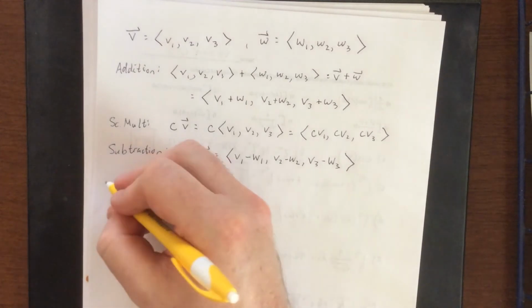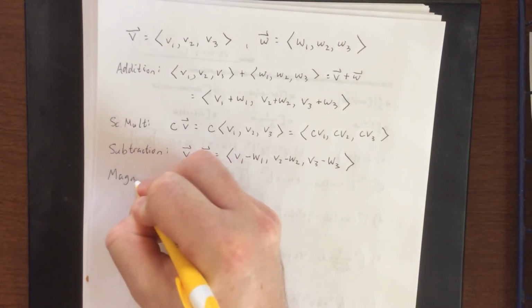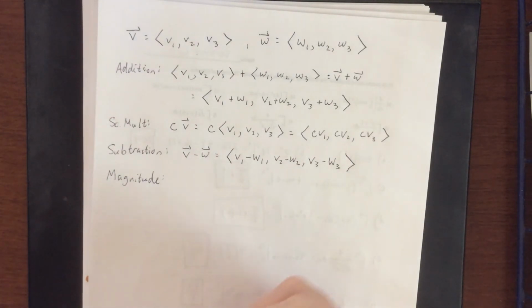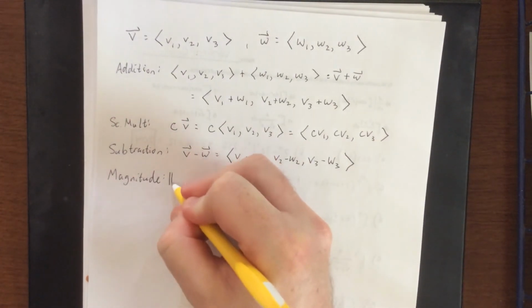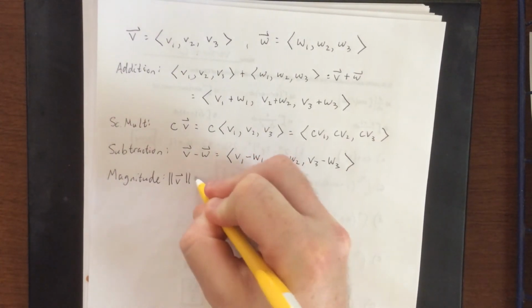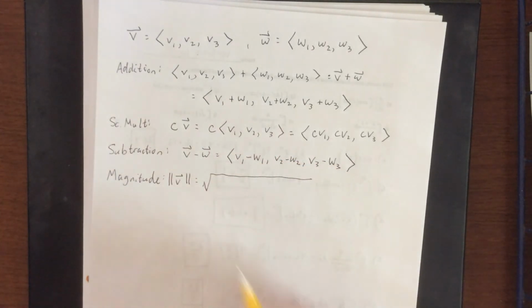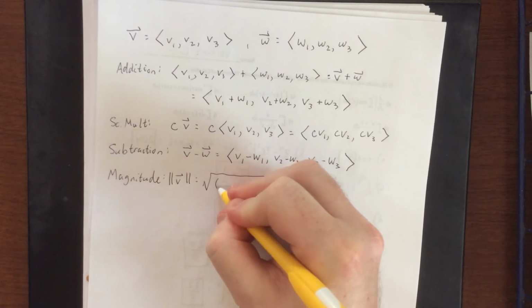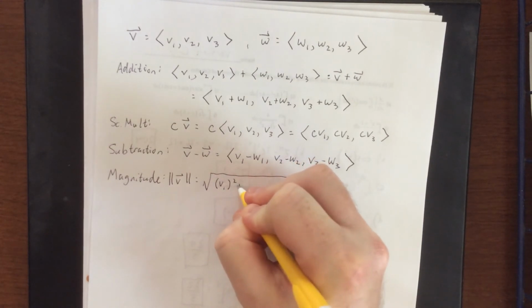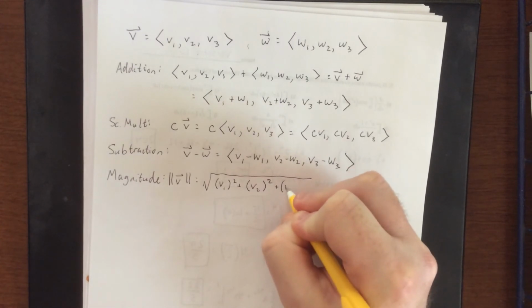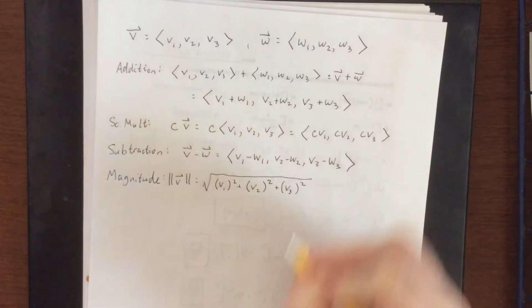We have magnitude. The notation that we'll use for magnitude, we'll go with the double absolute value brackets, and that'll refer to the magnitude of a vector, and it works the exact same way as it did in 2 dimensions. It's based off of the distance formula. Take the first component, square it. Take the second component, square it. Take the third component, square it, add them all together, and then take a square root.